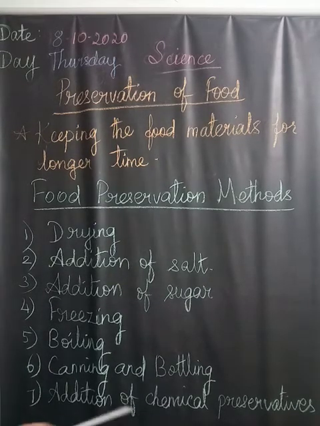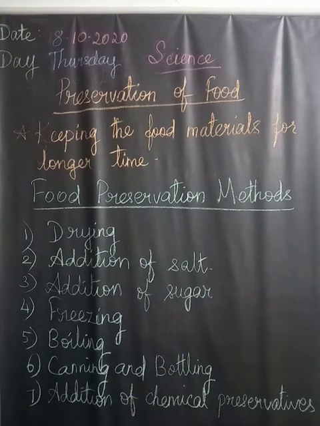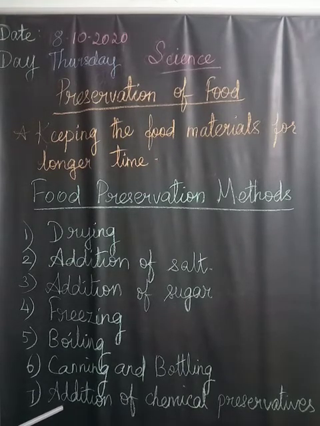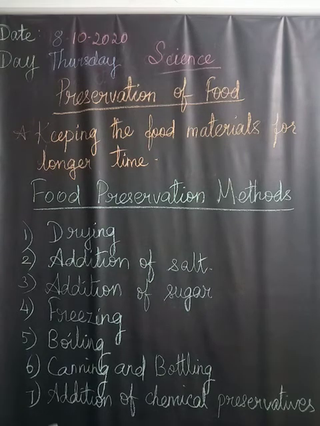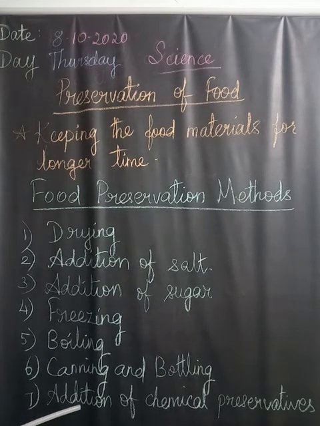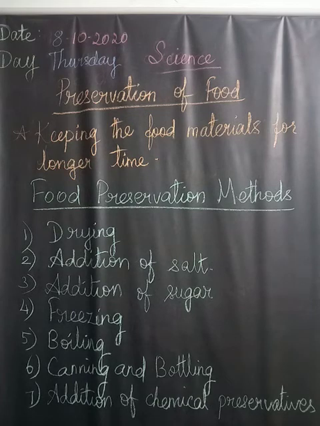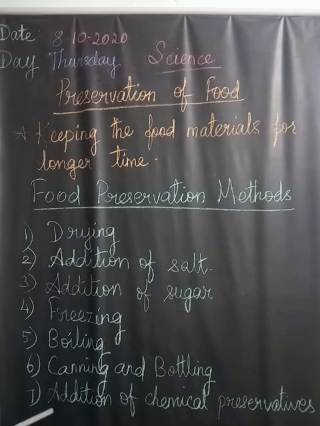Next, addition of chemical preservatives. So what are chemical preservatives? Some chemicals like sodium benzoate are added to the food so that the growth of microorganisms can be stopped. In fruits and all, they add sodium benzoate, in dry fruits they add sulfur dioxide, and for pickles and all we add vinegar.